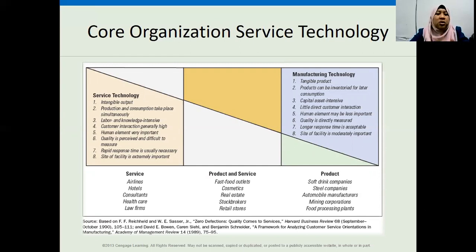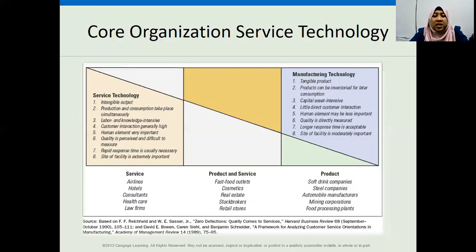This was under service. We have airline, hotel, consultant, healthcare, and also law firm. Whereas for the product, we have soft drink companies, steel companies, automobile manufacturers, mining corporations, and food processing plants. Manufacturing technology is more on tangible product. I told you before, if you want to process a handphone, the handphone is tangible. We can see, touch, and hear it, right? And product can be inventoried for later consumption, because you can put it into stock, compared to intangible, which we can't stock.